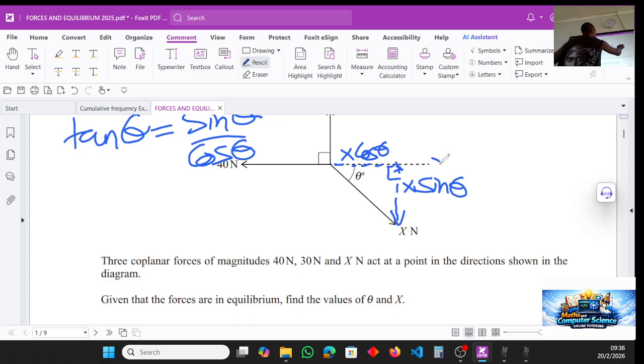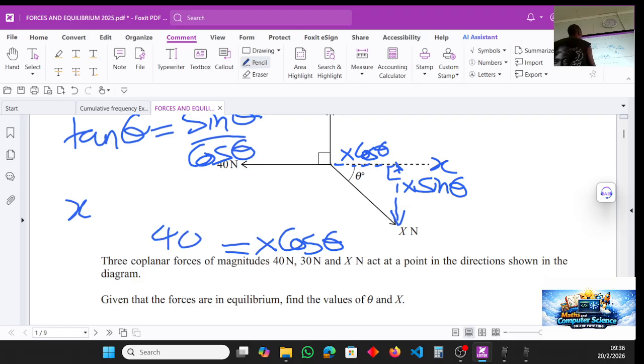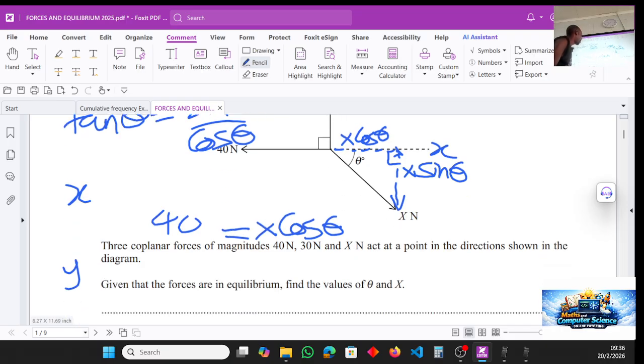Along the x-axis, we have only two forces acting in opposite directions. We are told they are in equilibrium. So in the x direction, x cos theta should be equal to 40 newtons, because we don't have anything else in the x. Then when I move to the y, we've got 30 newtons. So I'm going to say 30 is equal to, because it's equilibrium, x sine theta.